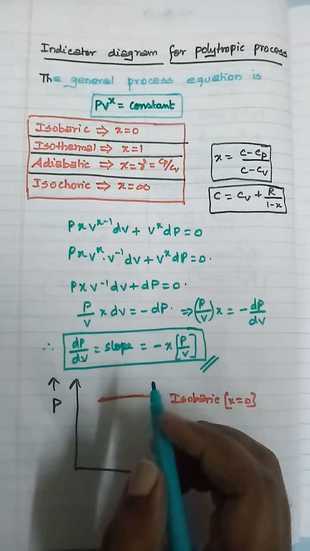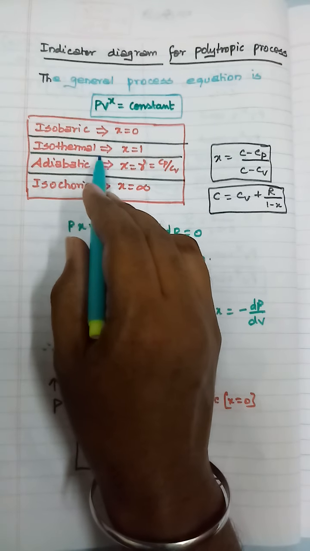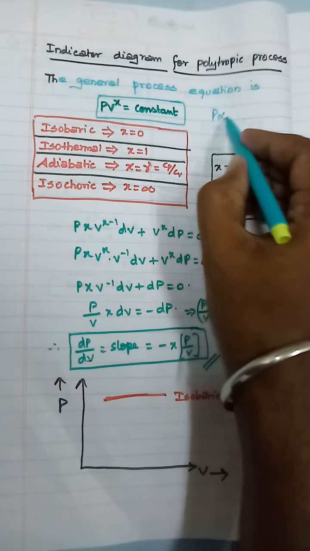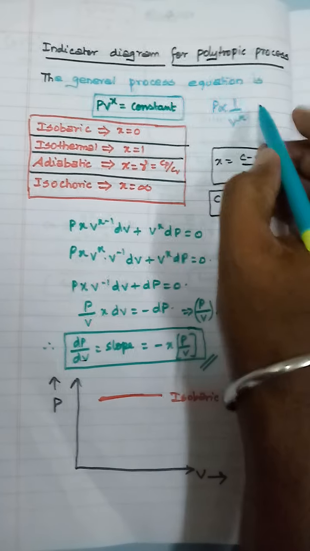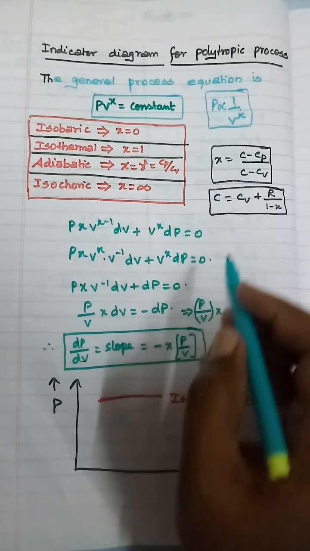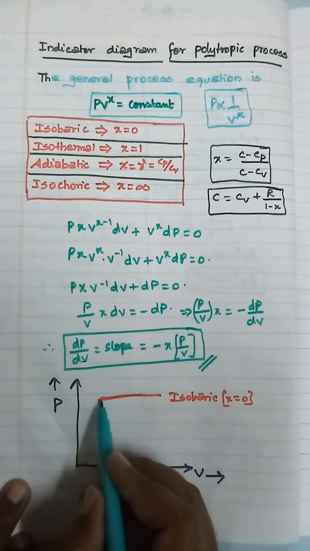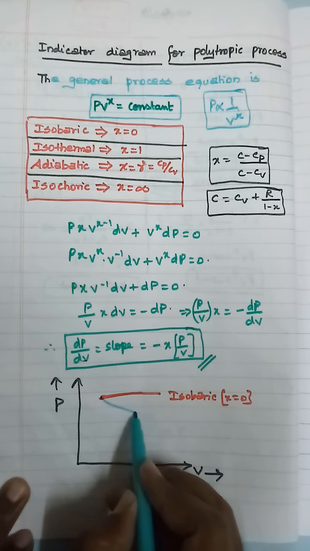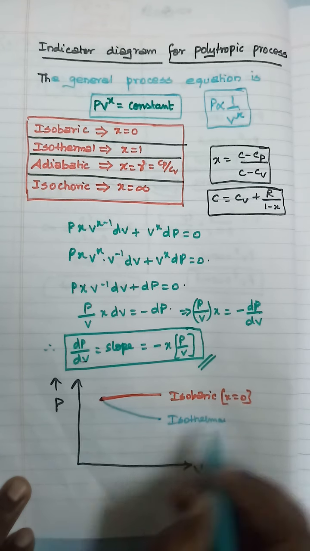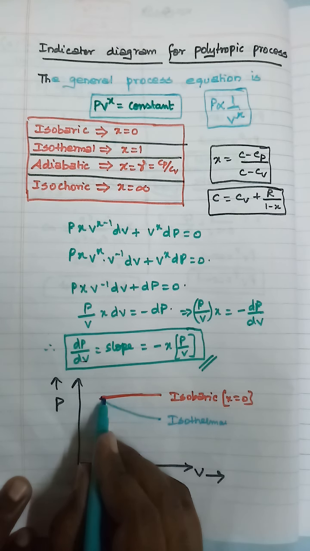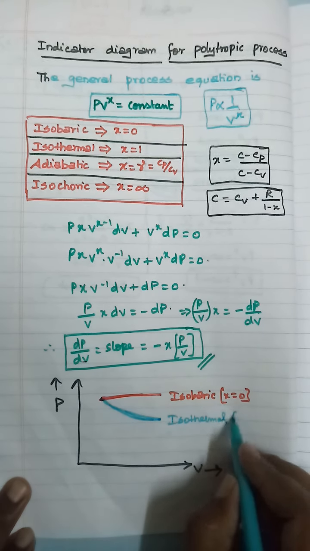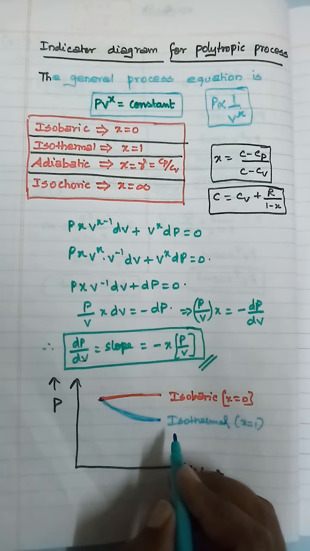Then for the isothermal process, from this relation PV is proportional to V^x. Here for isothermal x = 1, so it becomes a rectangular hyperbola. So the isothermal we can draw like this. This is for isothermal, and it is a rectangular hyperbola. It is not a straight line; it is a rectangular hyperbola, for which x = 1.